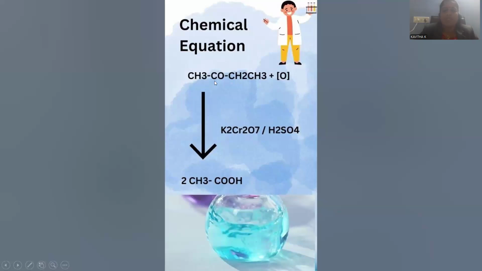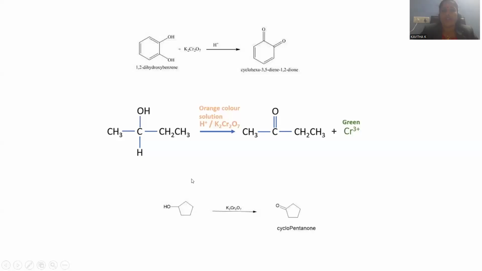For the chemical equations, I'm taking a ketone over there, and nascent oxygen is released from the K2Cr2O7. There is an oxidative cleavage of the bond. This is exactly regarded as an oxidative cleavage. Wherever a ketonic bond is there with the carbon, that will be broken, giving rise to the corresponding two carboxylic acids. CH3COOH is the product generated over there.